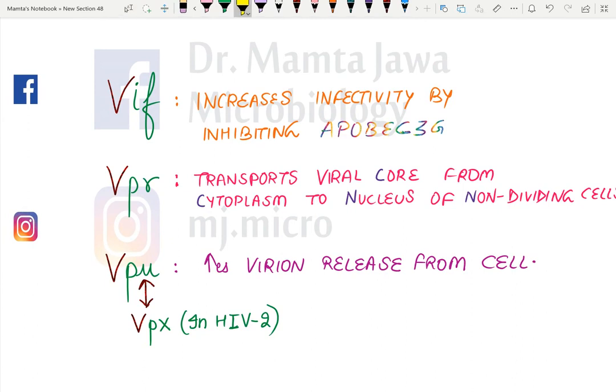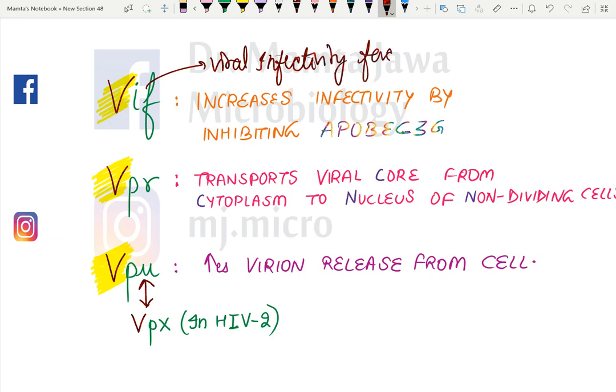The other non-structural genes of the human immunodeficiency virus are these. The names of these begin with a V. Okay, remember V for victory. We are going to have victory in terms of being able to remember the non-structural genes of the HIV. So VIF actually stands for viral infectivity factor. Okay, viral infectivity factor, meaning it will increase infectivity.